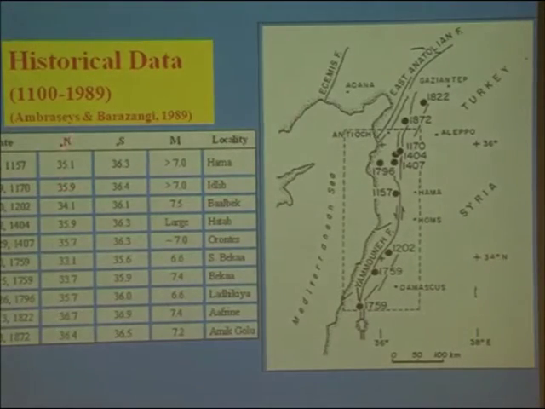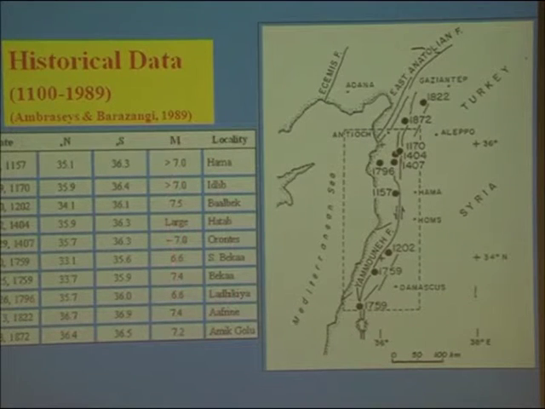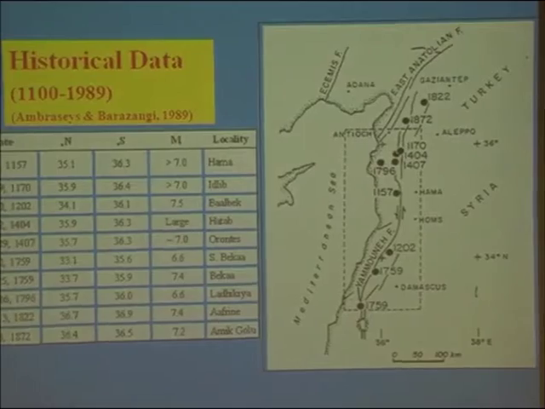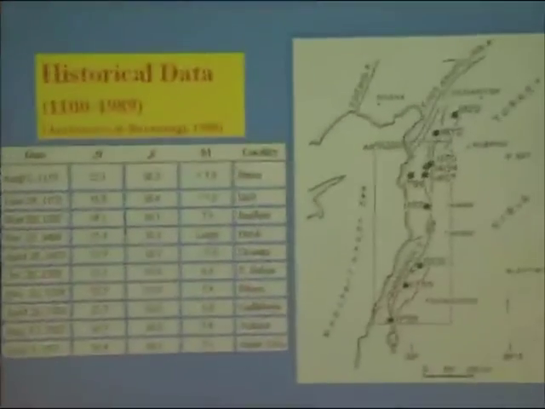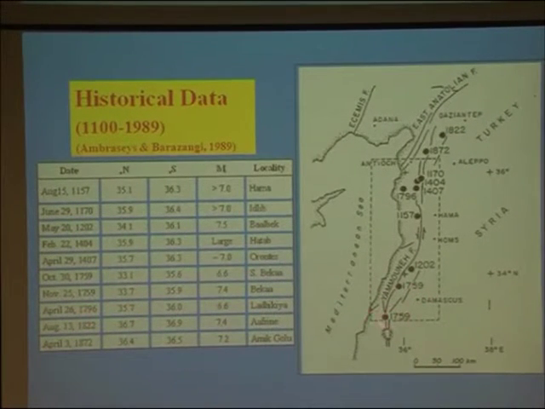If we go back 1,000 years, 1,100 to 1989, we see there are many major earthquakes that struck Lebanon. For example, in Hama, in Idlib, in Baalbek, in Hatab, in Orontes, this is in Turkey, in South Biqa, in Syria, in Turkey also. So all of these, based on historical accounts, measure above 6.5, let me say. The last major one that struck Lebanon was in 1759. There were two earthquakes, one in South Lebanon and one in the Bekaa Plain.